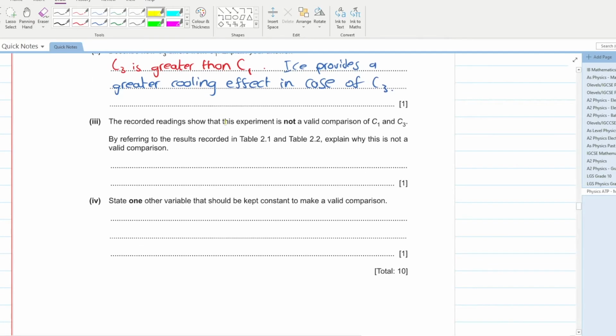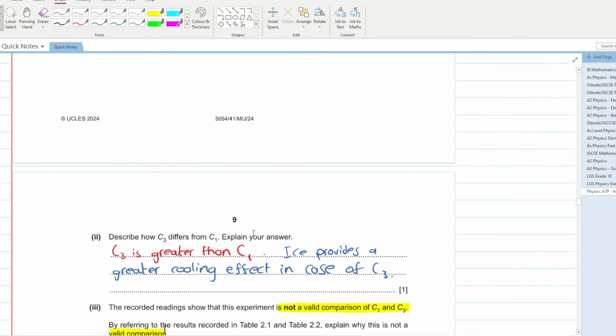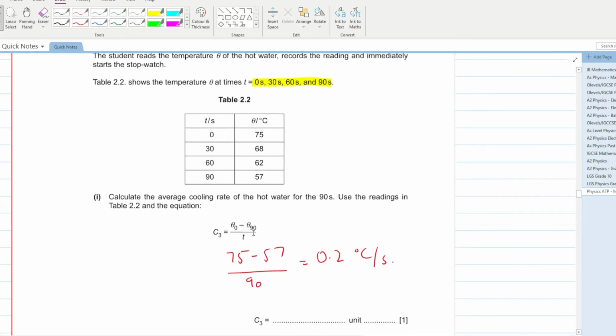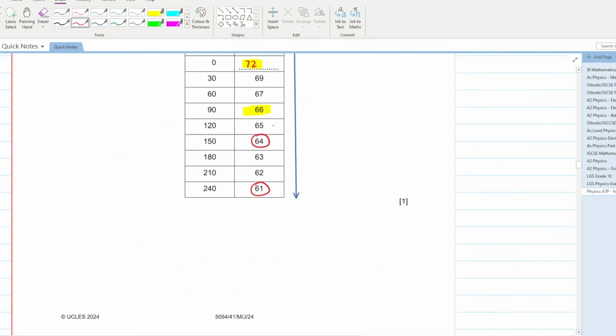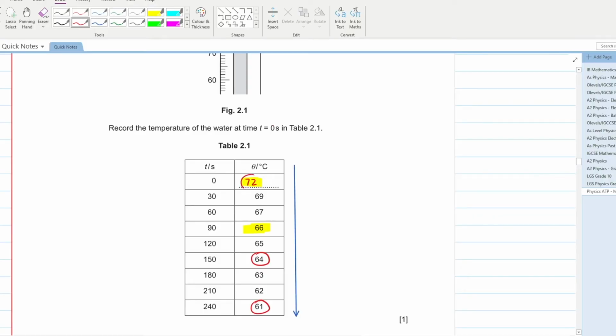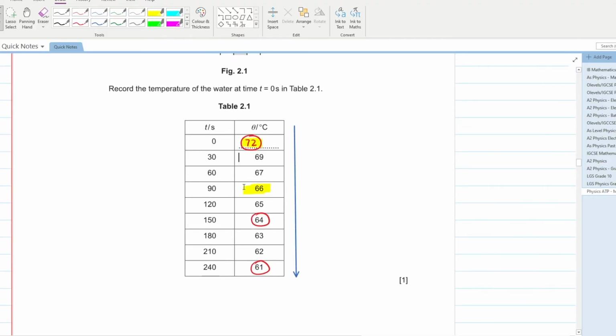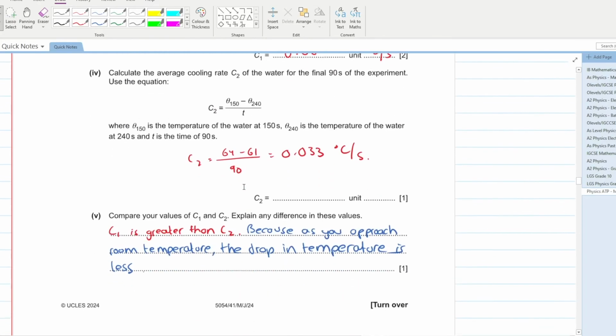The recorded readings show that this experiment is not a valid comparison of C1 and C3. By referring to the results recorded in table 2.1 and 2.2, explain why this is not a valid comparison. Let's see what is actually happening here. In table 2.2, you are starting with an initial temperature of 75. In table 2.1, you are starting with an initial temperature of 72. So the initial temperatures are not the same. Hence the comparison is not valid.